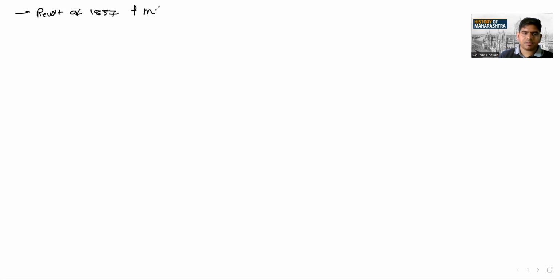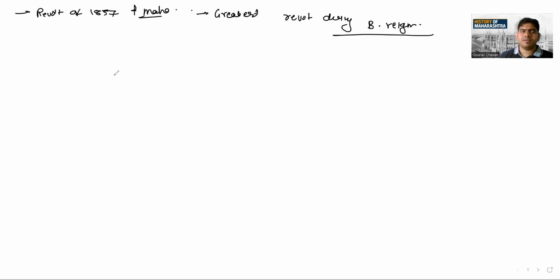Now what Savarkar said, or you can say, what was the 1857 revolt? It was supposed to be one of the greatest revolts during the British regime. Now V.D. Savarkar, a prominent person, calls this particular revolt the first war of independence.